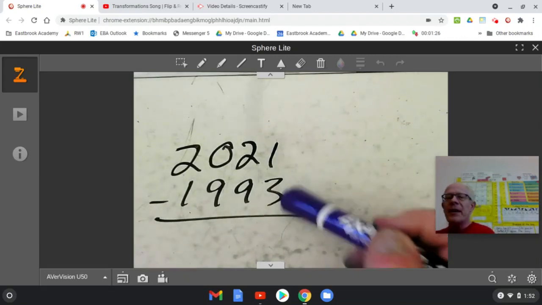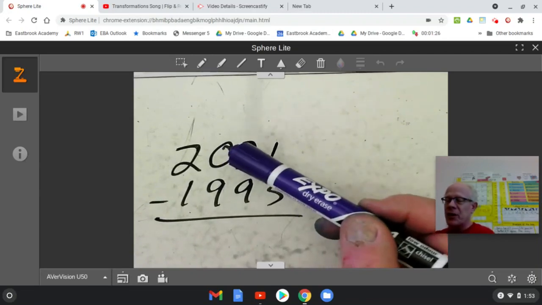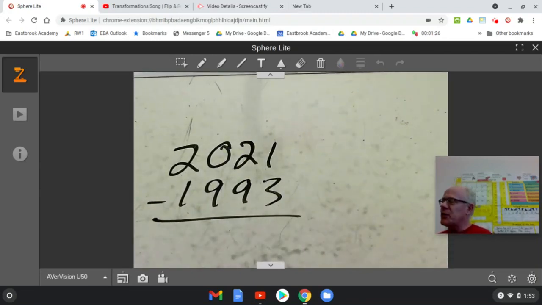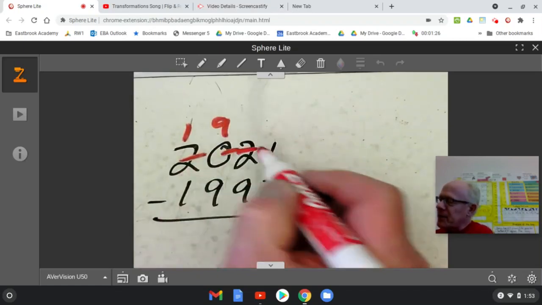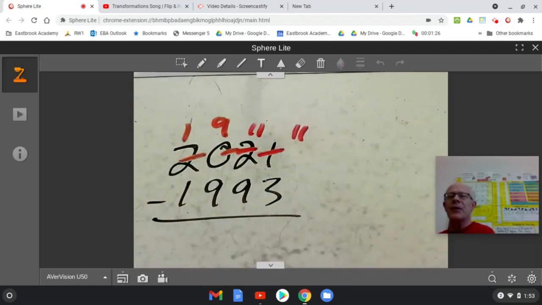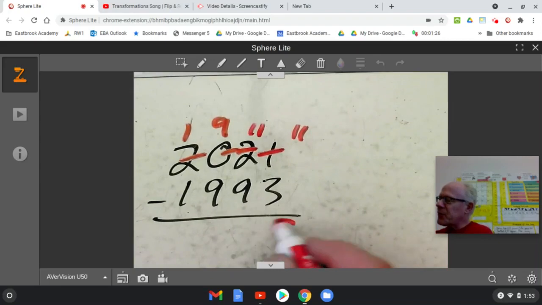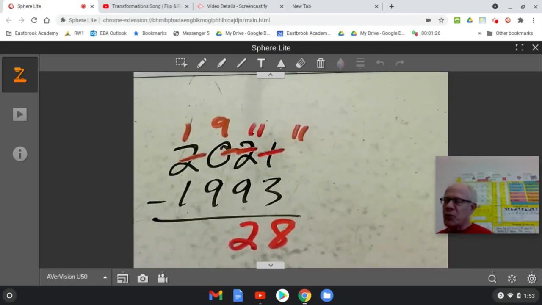Can I do 1 minus 3? Nope. Does 2 have enough to share? Nope. 0 doesn't have enough to share. So I got to go all the way to the 2. 2 becomes 1. The 0 becomes 9. The 0 becomes 11. And the 1 becomes 11. Now I can do it. 11 minus 3 is 8. 11 minus 9 is 2. 0, 0. So he would be 28 years old today. Okay? 28 years old.